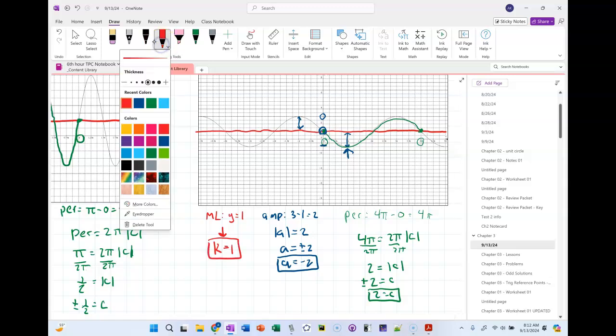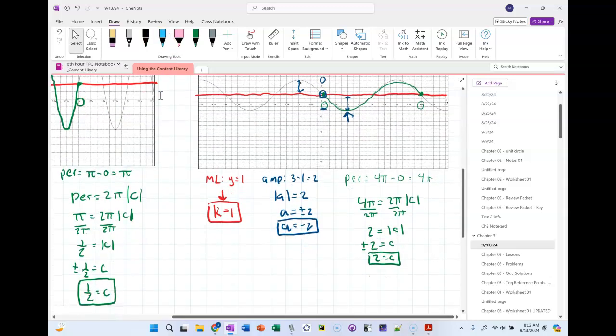I can write my equation for my function. Again, since at x equals 0, my equation is on the midline, I know I'm going to be using a sine function. The a is negative 2. 1 over c is going to be 1 over 2. And then I write my x, close my parenthesis, and then plus k.